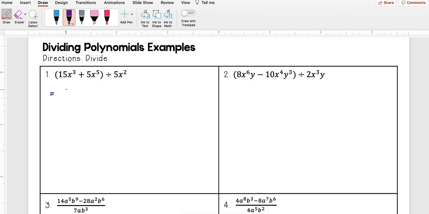And so that means I have my top here, my polynomial 15x cubed plus 5x to the fifth. I'm dividing that entire thing by 5x squared, so I can just put this all over 5x squared. And now from here, I can separate this into two different fractions. Because when I'm dividing this by 5x squared, I'm really dividing the 15x cubed by 5x squared and the 5x to the fifth.